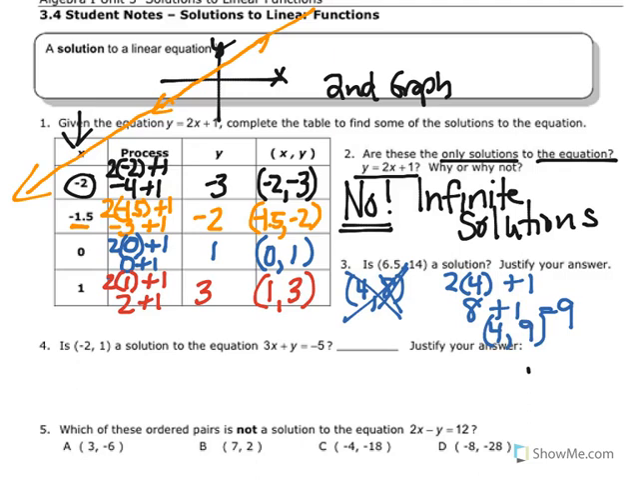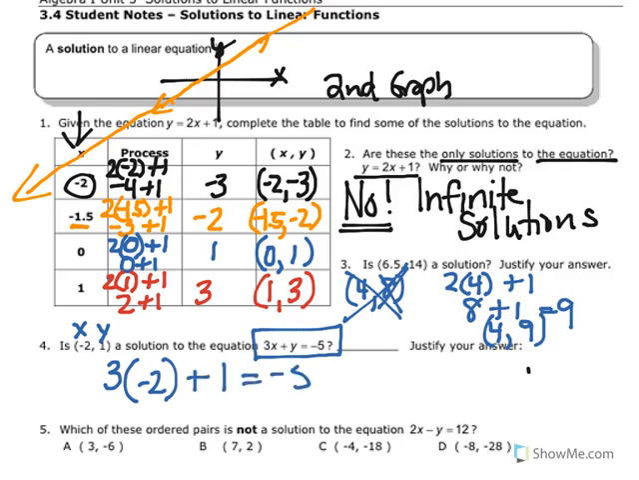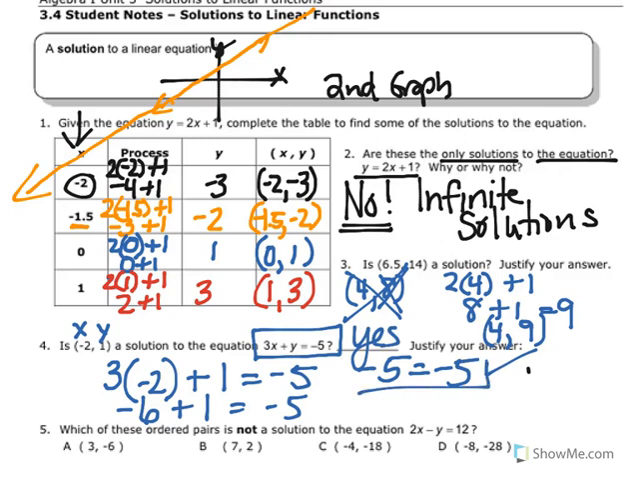Okay, is (-2, 1) a solution for this equation right here? Well, let's plug it in and see. We're going to do 3, and instead of x, we're going to put in -2, because this is x, this is y. 3 times -2 plus y is 1, should be -5. So we have -6 plus 1 equals -5. Does -6 plus 1 equal -5? Yes, it does. So yes, that's a solution. It makes the equation true. It works out on both sides.